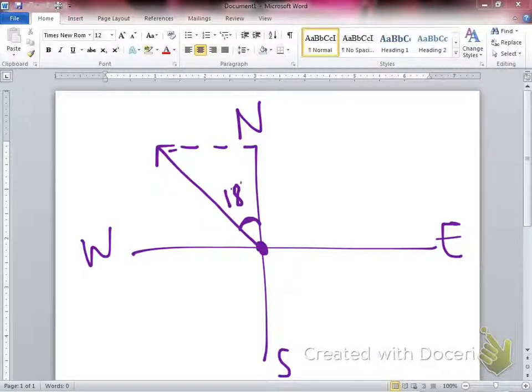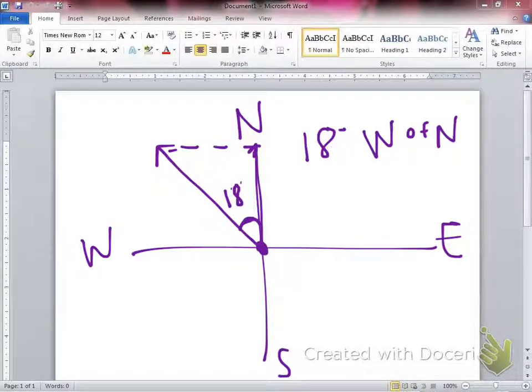All right, this angle right here, this 18 degrees, which axes is it touching? Is it touching the north axis, the east axis, south, or west axis? It's touching the north axis. So from there, is it going west of north or east of north? Okay, so we want to find out what axes is it touching, and then from there what direction is it going. So this 18 degrees is 18 degrees west of north.